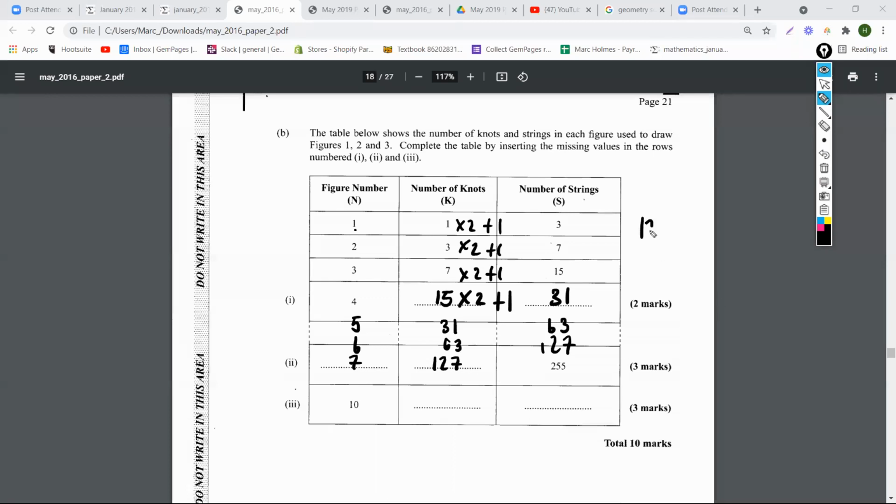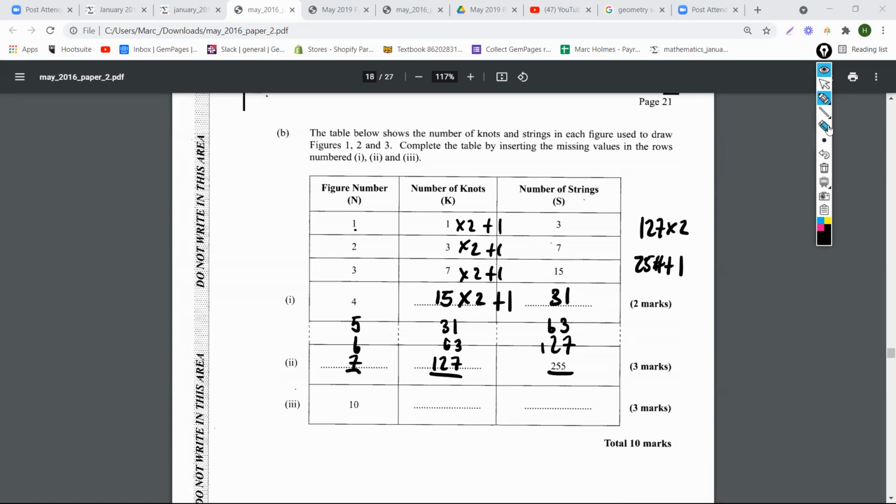127 times 2 is how much? 254 plus 1, sorry, which would be 255. So I know that that one would be 7. Does it make sense, guys? You guys see now how to get the pattern? Is it making sense to you guys now? So this one would definitely be 7, 127, 255.